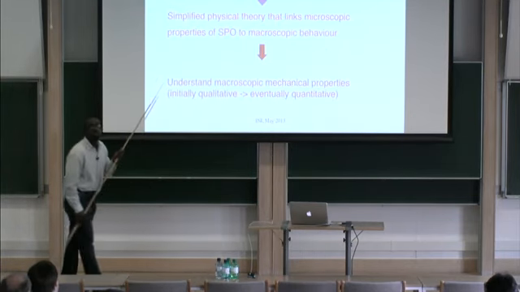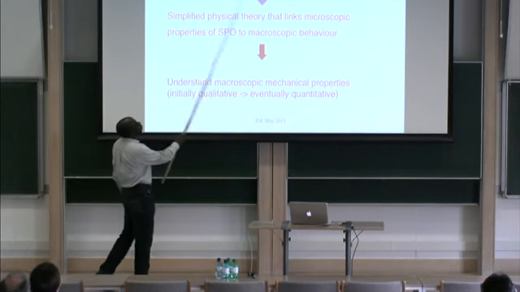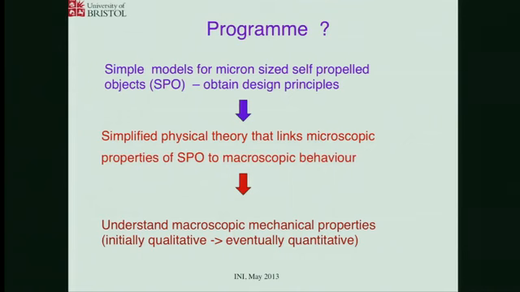The program we're going to use is to start off with some simple models for these micron-sized driven objects. Then we want to have some simplified physical theory which we can extract from that, which links this behavior to macro behavior. And we want to understand the macroscopic behavior. Mostly what I'm going to talk about is going to be qualitative, but the point is that this framework allows you to eventually maybe say something quantitative.